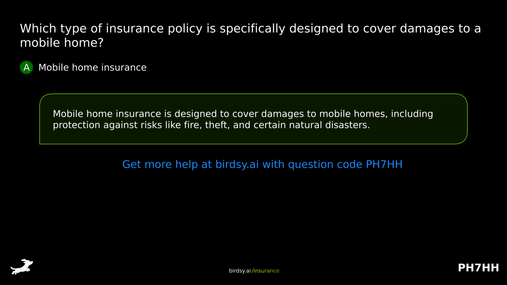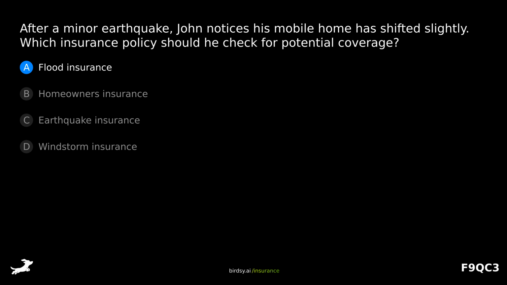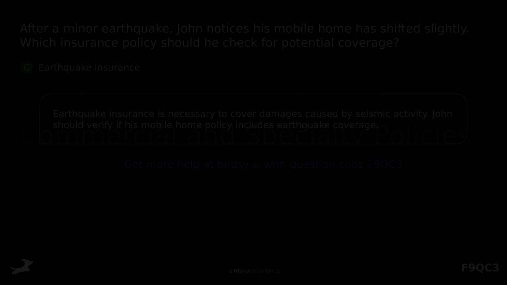natural disasters. After a minor earthquake, John notices his mobile home has shifted slightly. Which insurance policy should he check for potential coverage? Is it A, flood insurance, B, homeowners insurance, C, earthquake insurance, or D, windstorm insurance? The answer is C, earthquake insurance. Earthquake insurance is necessary to cover damages caused by seismic activity. John should verify if his mobile home policy includes earthquake coverage.